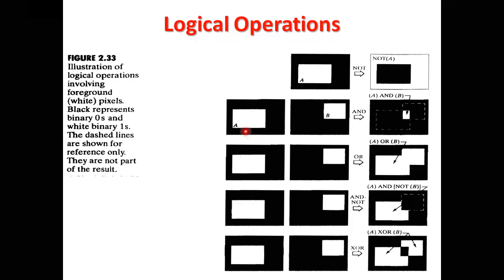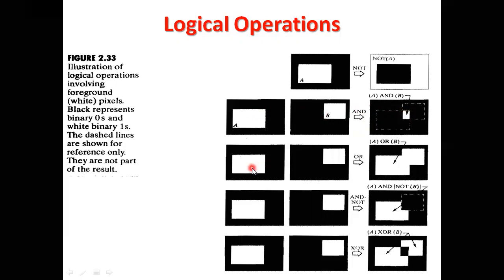Next, if you take 2 inputs A and B, A is 1 in this position and B is 1 in this position. If you do the AND operation, what is the statement? If both the inputs are 1, then only the output is 1. That means if both the inputs are high, then only the output is high. Observing the positions, only this part is overlapped by both, which is why the AND operation gives this part as the result.